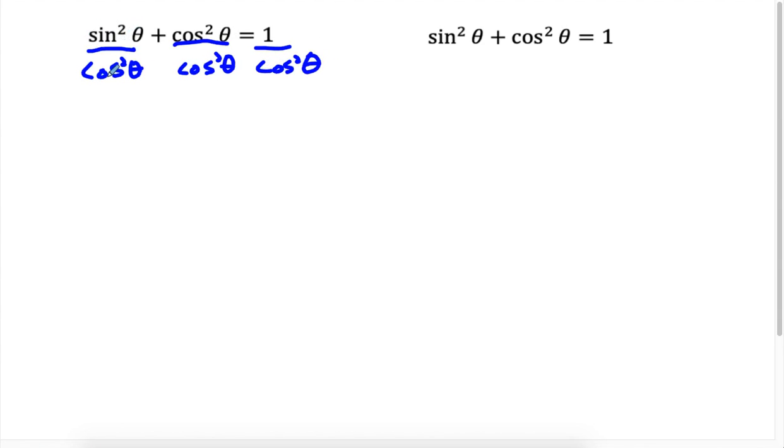If I divide everything by cosine squared, well, sine squared over cosine squared, we know that sine over cosine is tangent. So sine squared over cosine squared is tangent squared. Cosine squared over cosine squared, well, that would just be 1, right? Anything over itself is equal to 1. And 1 over cosine, well, that's secant. So 1 over cosine squared is secant squared. So this is how the second of your Pythagorean identities is derived. The other one we just get by dividing everything by sine squared.